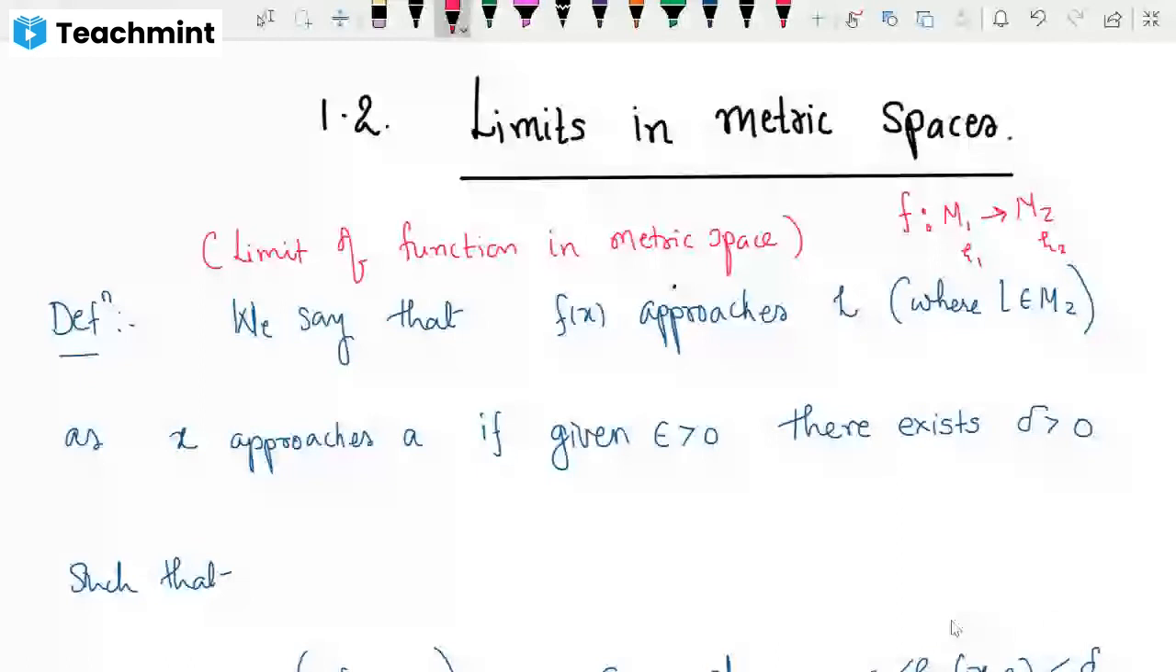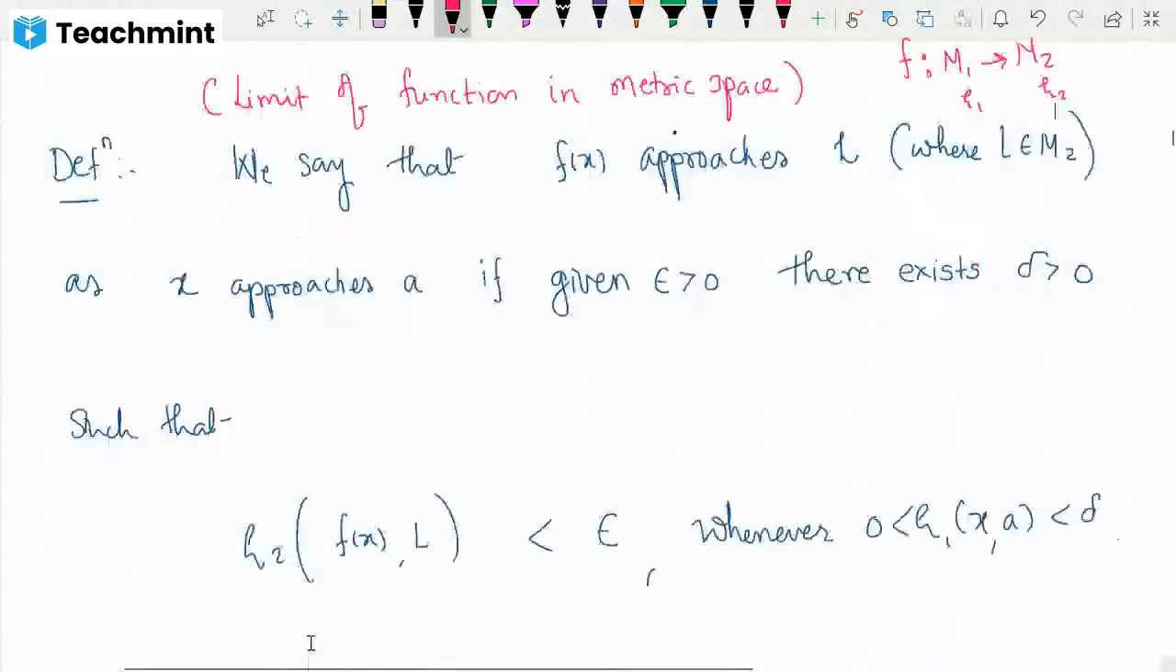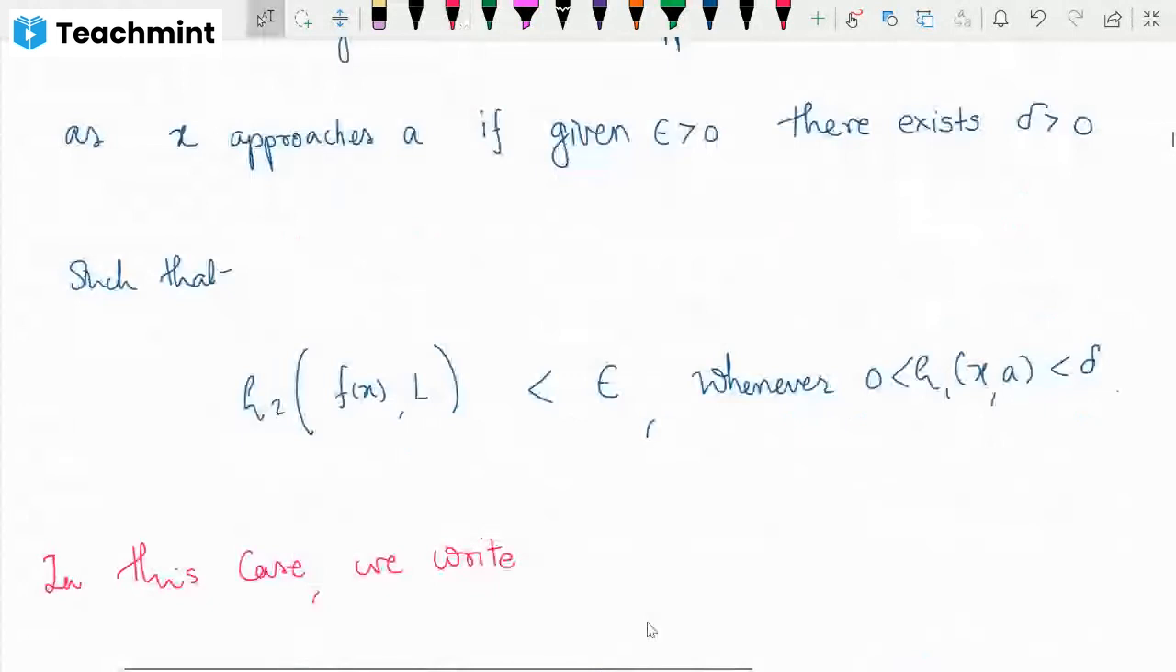So we say that f(x) approaches L, where L is an element of capital M2, so f(x) will always be an element of capital M2. We say f(x) approaches L as x approaches a if, given epsilon greater than 0, there exists delta greater than 0 such that rho 2 of (f(x), L) is strictly less than epsilon whenever rho 1 of (x, a) is strictly less than delta. Obviously it is a distance, so it is positive, strictly greater than 0. Instead of this, we have seen.